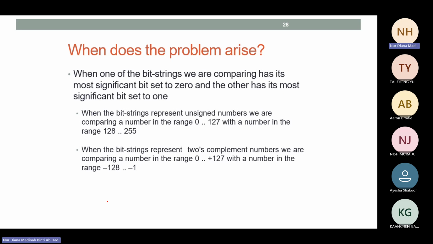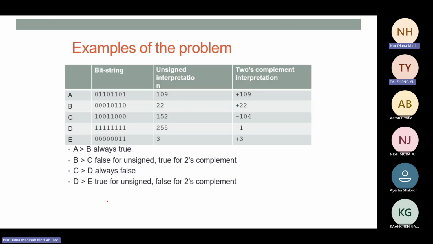Another one is the bit string representing two's complement numbers, where we compare a number in the range of 0 to positive 127 with a number in the range of negative 128 to negative 1. So far, do you have any question for this one? Okay, no response. So next, the example of the problem.